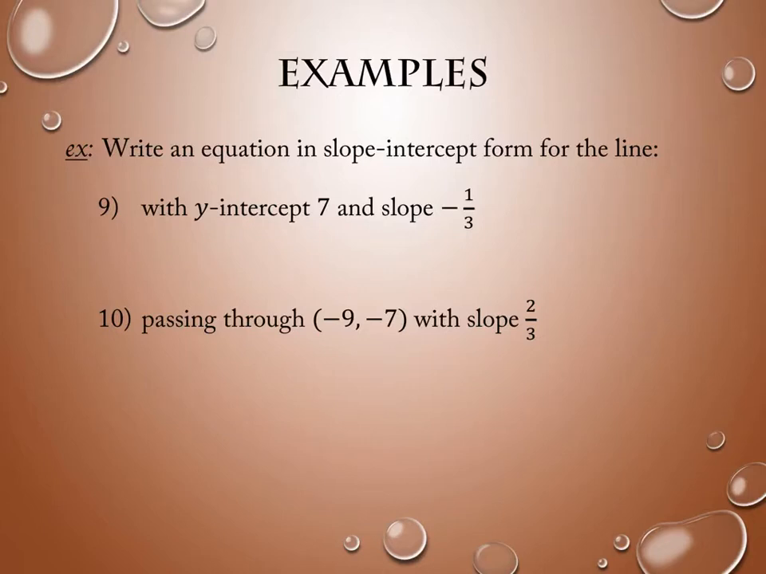Okay, so our y-intercept form is y = mx plus b. Where am I going to put the 7? Yep, in the b spot, right? And where am I going to put the -1/3? That's where the m is. So my equation ends up looking like what?